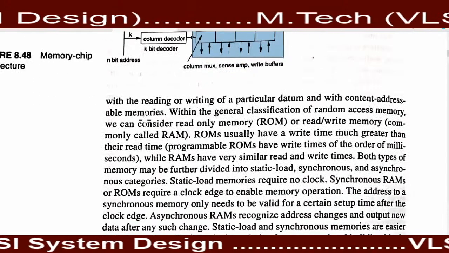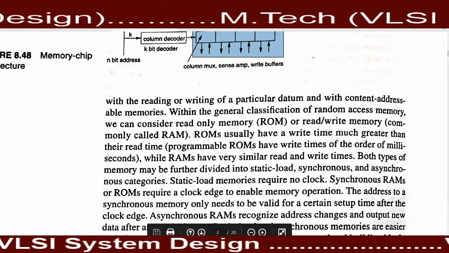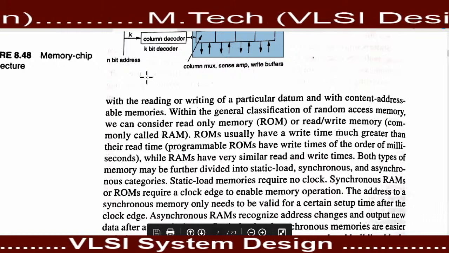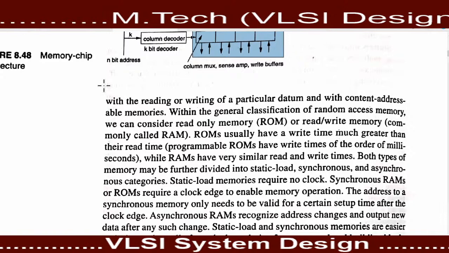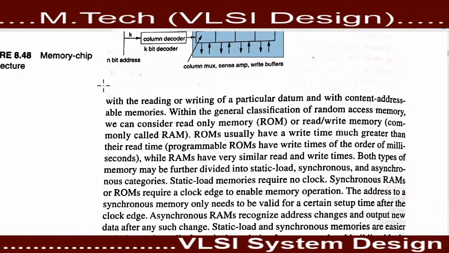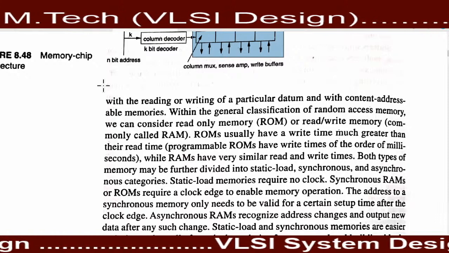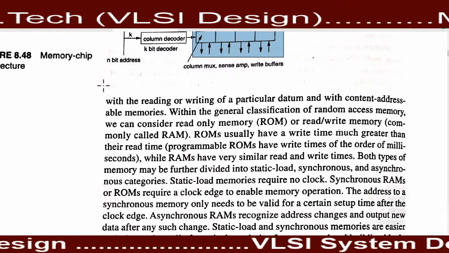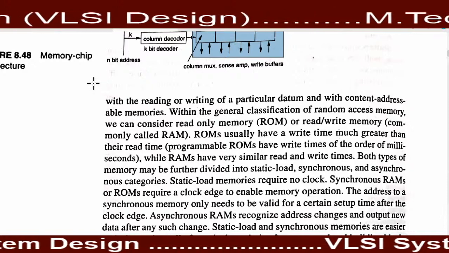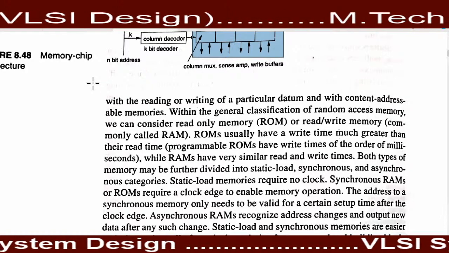Some theoretical portion of read only memory and RAM is mentioned here. Random access memory is a volatile memory. In this type of memory, we can read the data and also write the data. And for reading and writing the data, we need a very small time interval.